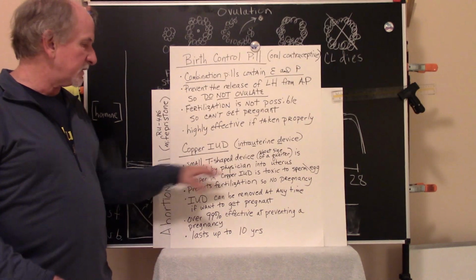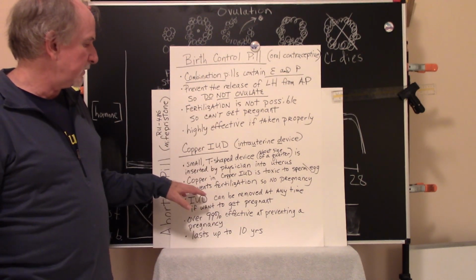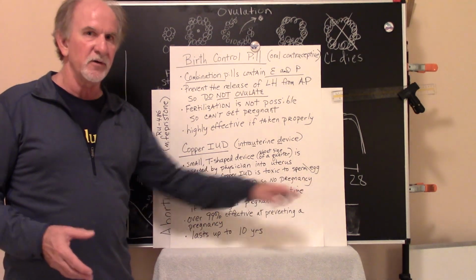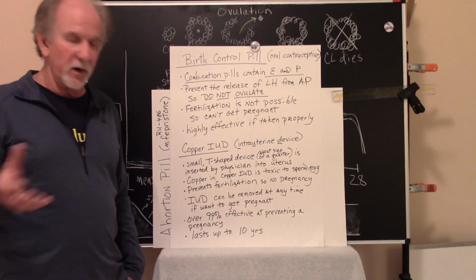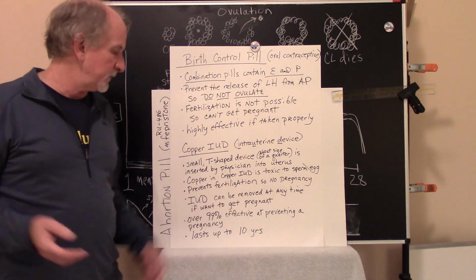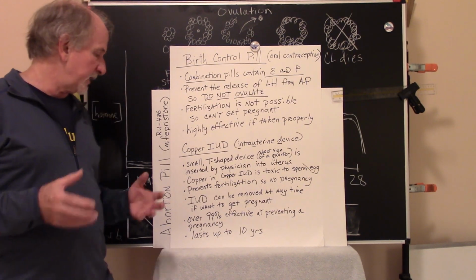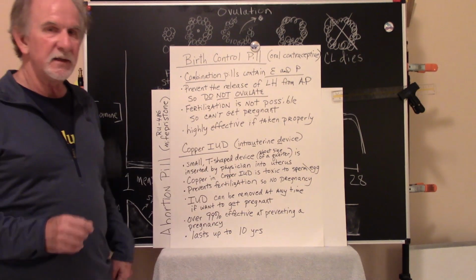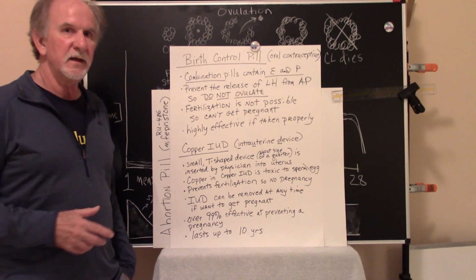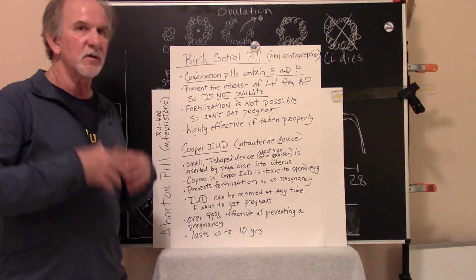And as a result of the toxicity of the copper wire associated with a copper IUD, sperm and egg aren't viable, and fertilization does not occur. The result, of course, is no pregnancy. The IUD that's inserted can be removed at any time if the female decides that she wants to get pregnant. And the copper IUD is highly effective, like over 99%, preventing a pregnancy, and it can prevent pregnancies for up to 10 years and maybe even as long as 12 years.